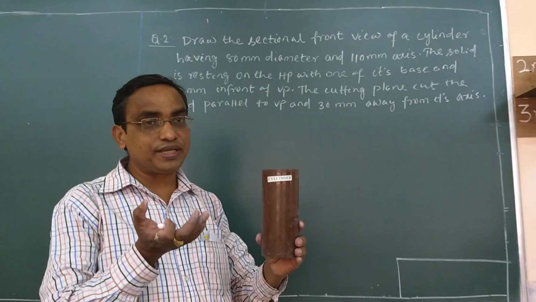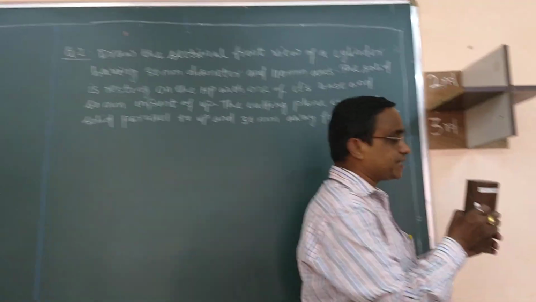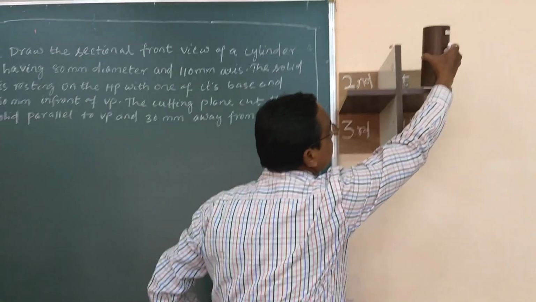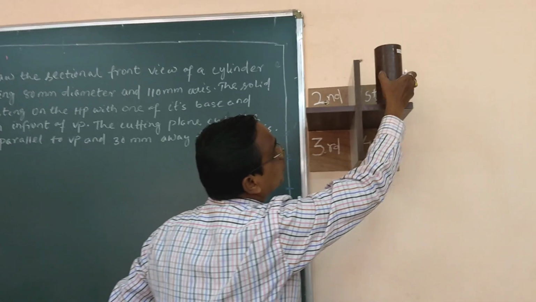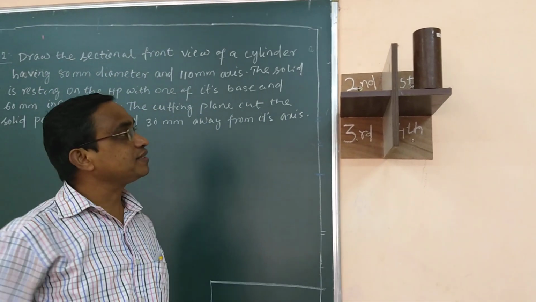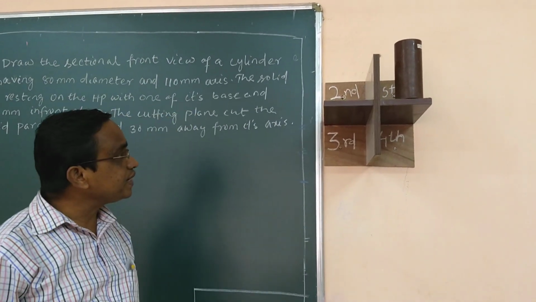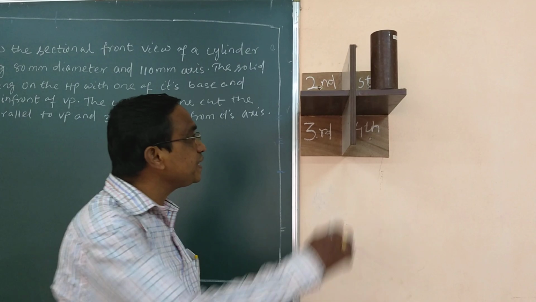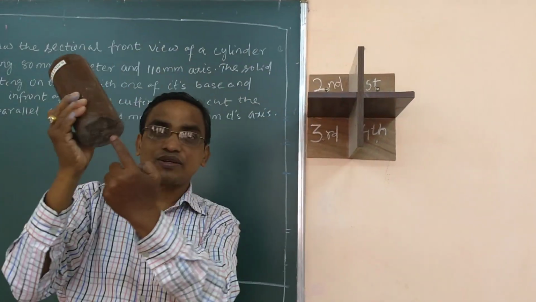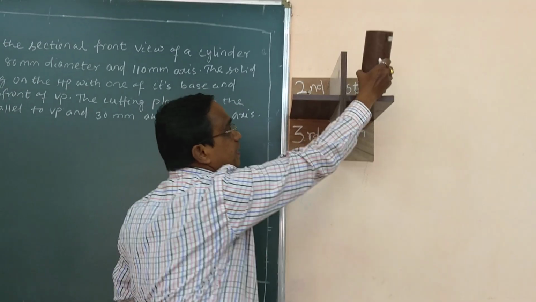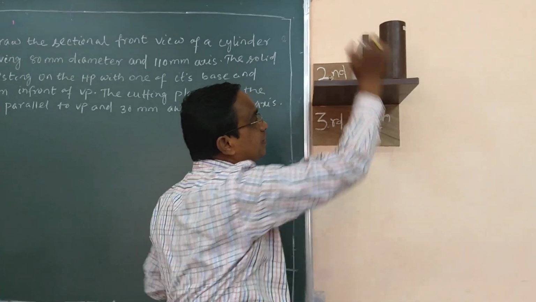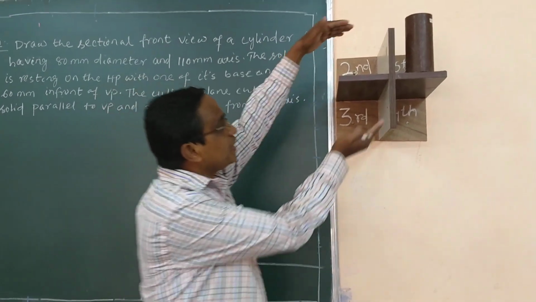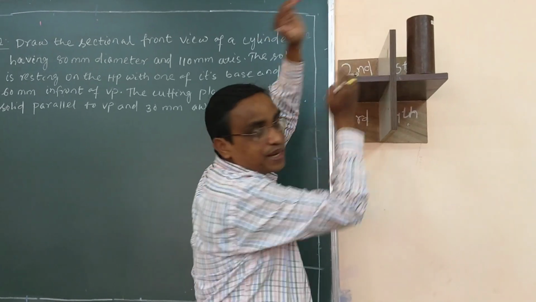Just to mark the cylinder. And what is the position of a cylinder? The cylinder is resting on the HP. This is base 1, this is base 2. The cylinder is resting on the HP with one of its base. And it is 60 mm in front of VP, means always remember the axis of the solid is 60 mm in front of VP. The diameter of the base is 80 mm and the axis of the solid is 110 mm. This is the position.